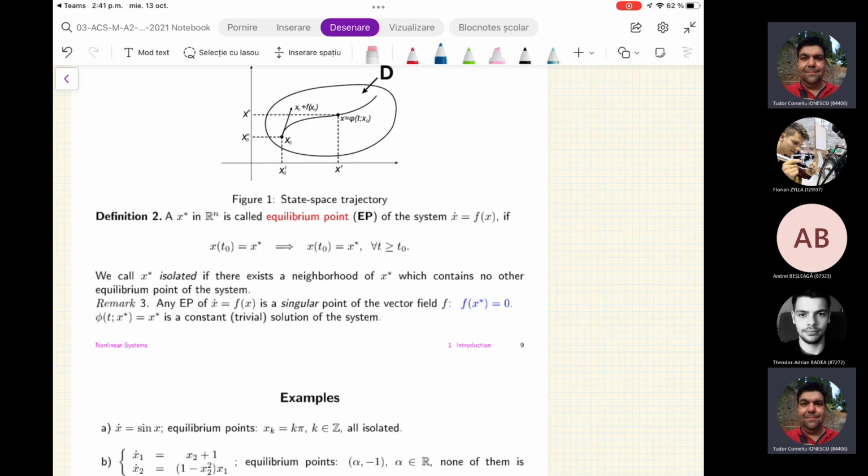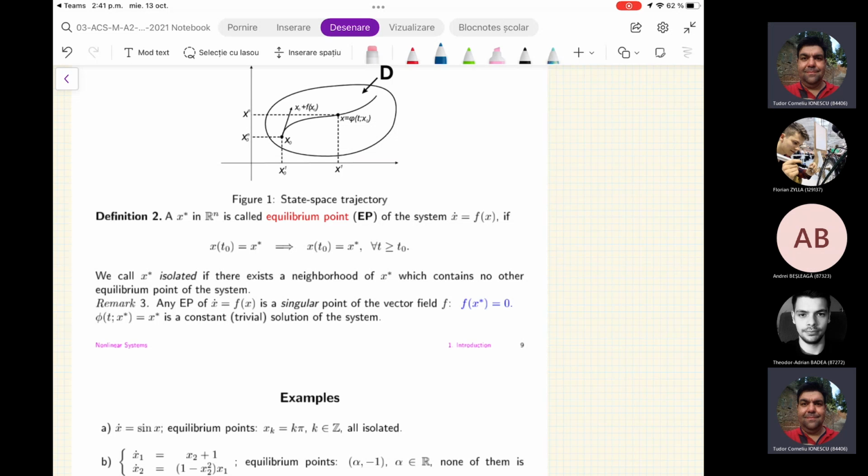We call x star an isolated equilibrium point if there is a neighborhood which contains no other equilibrium points of such a system. Any equilibrium point is a singular point of the vector field f. Essentially it's the solution of the equation f of x star equals 0. So phi of t and x star is a constant or trivial solution of the system. It's still a solution of the system, the trivial one.